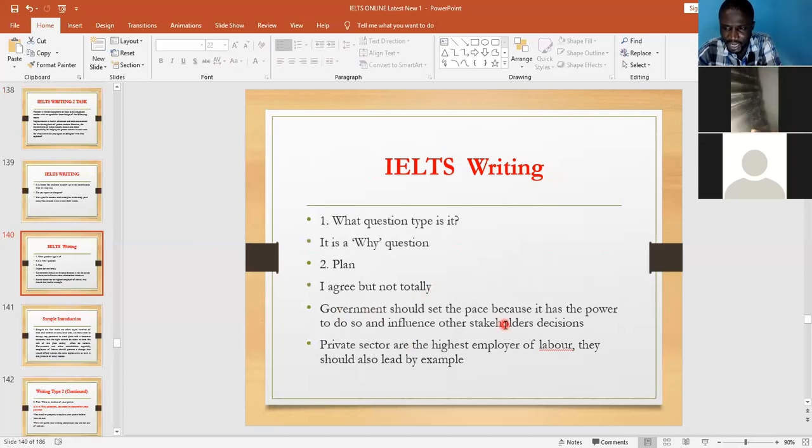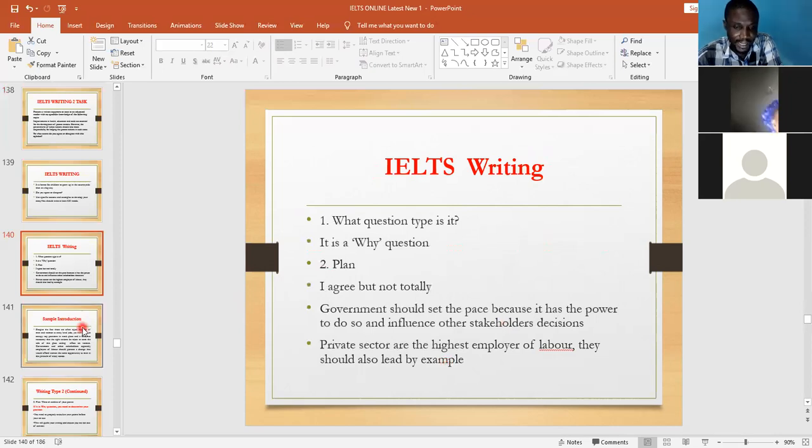Since we are not many this evening, I will try to unmute, because I still want us to write an introduction or plan a particular topic together so that this becomes clearer and clearer. This was the planning I did last week here in the class. I said private sectors are the highest employer of labor. They should lead by example. That was my second point.